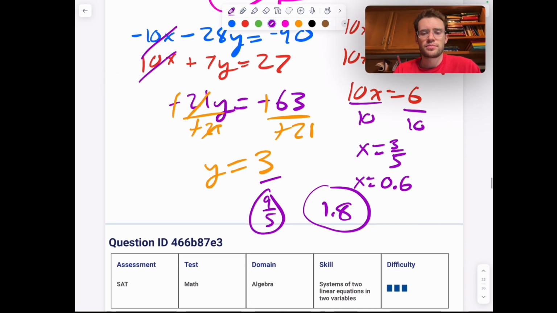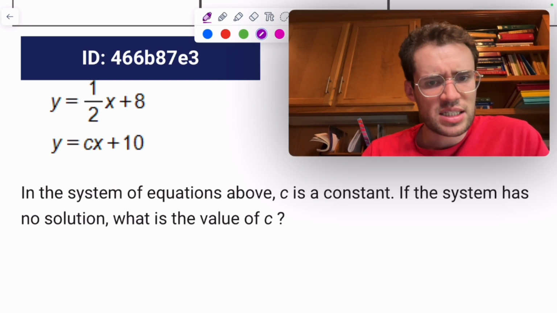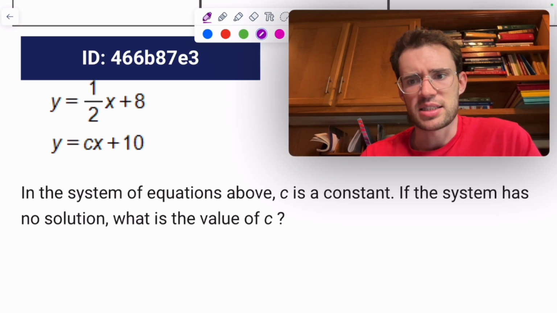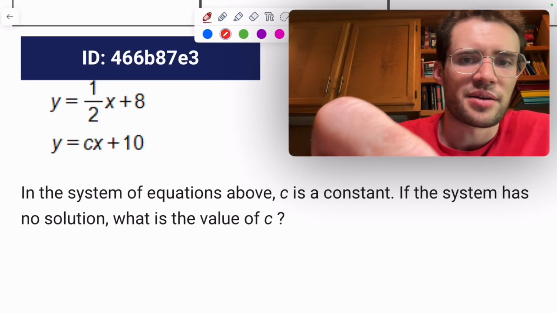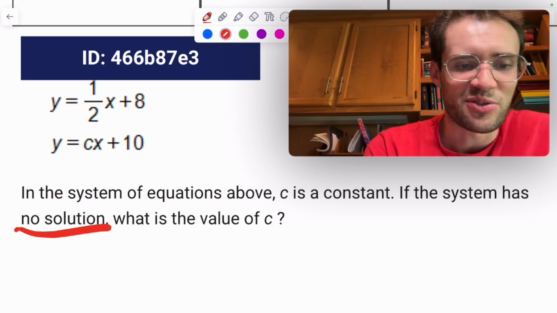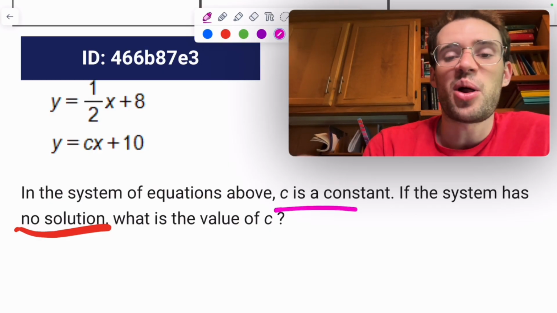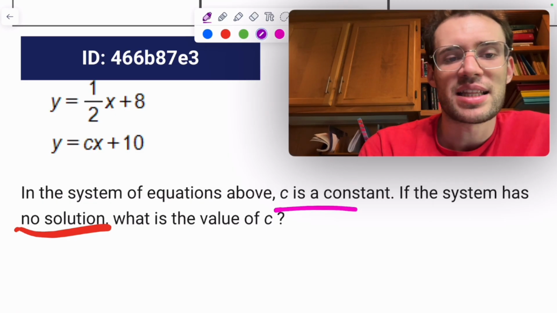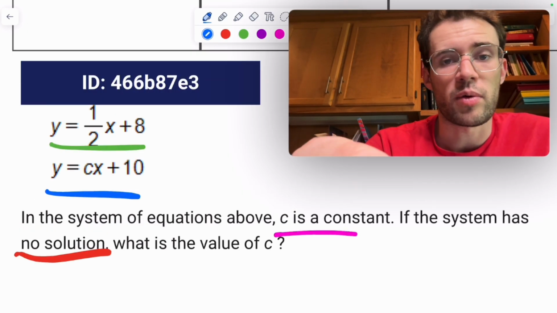All right, here we have a system, and they actually space this one nicely. So we have in the system of equations above, c is a constant. If the system has no solution, what is the value of c? Okay, they love these no solution ones for the hard section here. We know, as I've said, with all of these no solution ones, that means that these two lines have to be parallel. So they have the same slope, but different y-intercepts.